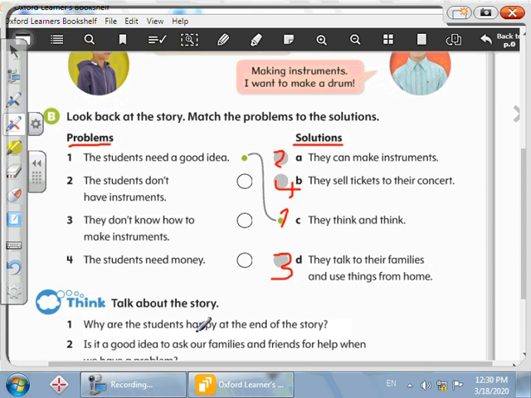Now guys, talk about the story with one of your family members. Why are the students happy at the end of the story? What do you think, why? Number two, is it a good idea to ask our families and friends for help when we need help or when we have a problem?